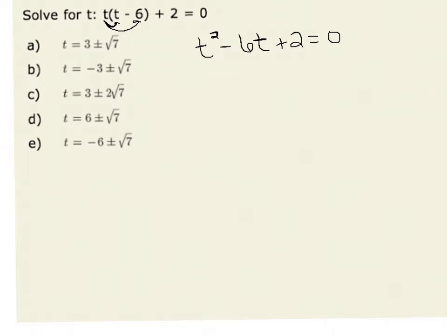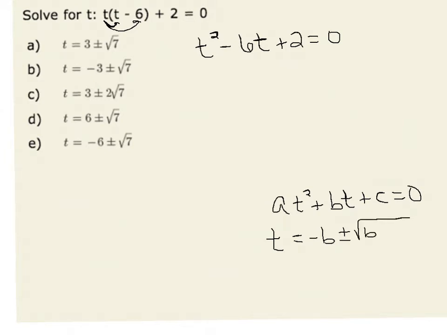You might recall that given a quadratic equation, a times t squared plus b times t plus c is equal to 0, I can solve for t by using the quadratic formula that is given by t is equal to the opposite of b plus or minus the square root of b squared minus 4ac, all over 2 times a.